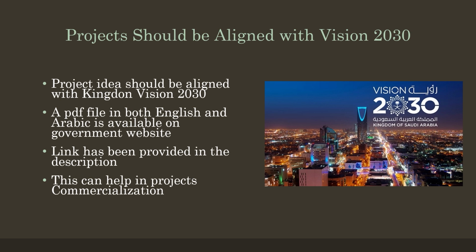Vision 2030 actually has a website, and I will show you this website, and I will also provide you with a link where you can download a PDF. It is available in both Arabic and English versions. You can download it and read it quickly and see what the objectives are that the Kingdom is trying to achieve in Vision 2030.